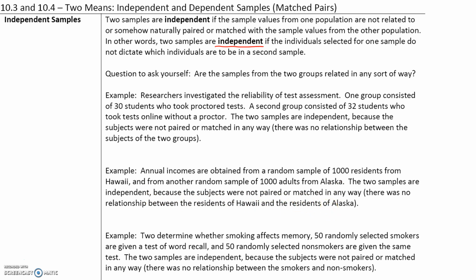Another example. To determine whether smoking affects memory, 50 randomly selected smokers are given a test of word recall, and 50 randomly selected non-smokers are given the same test. Once again, the two samples are independent because the subjects were not paired or matched in any way. In other words, there was no relationship between the smokers and non-smokers. When samples are independent might actually become more clear when we take a look at when samples are dependent.